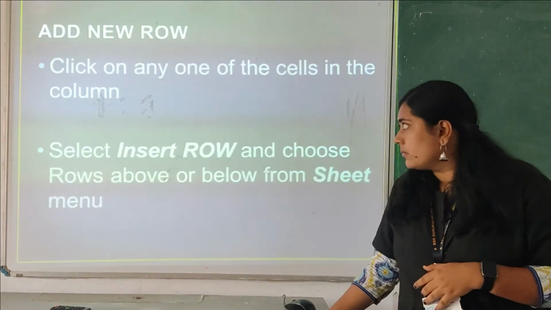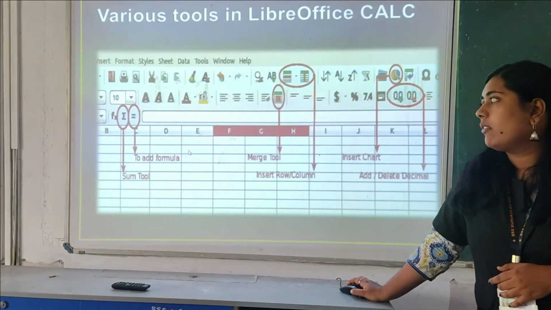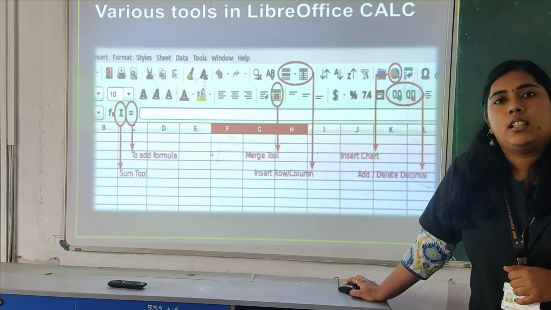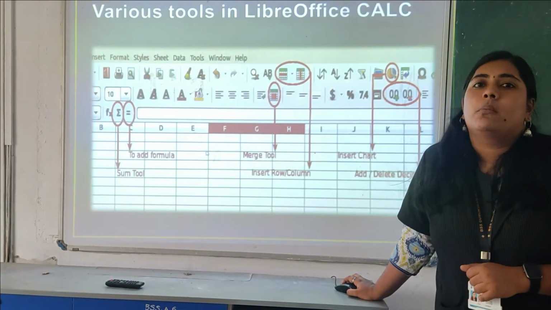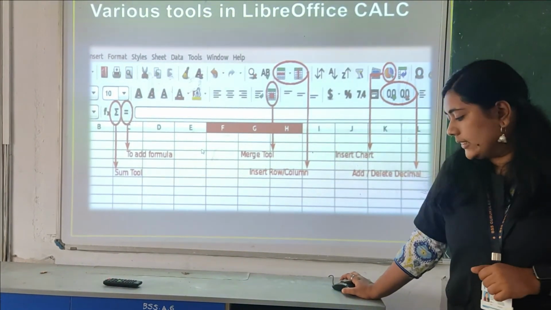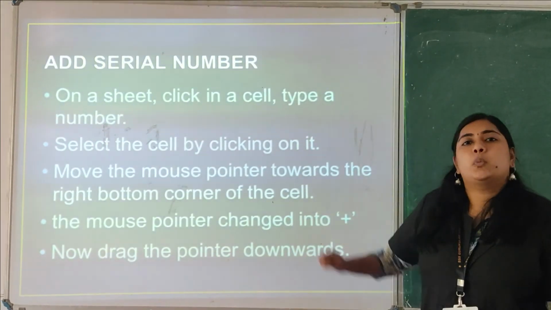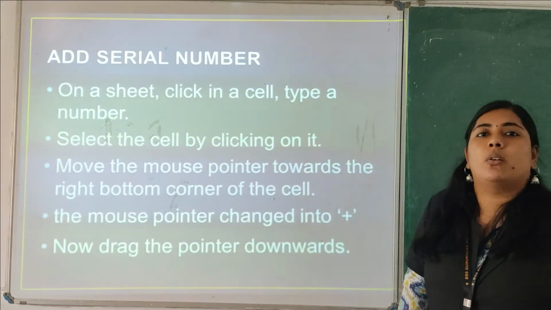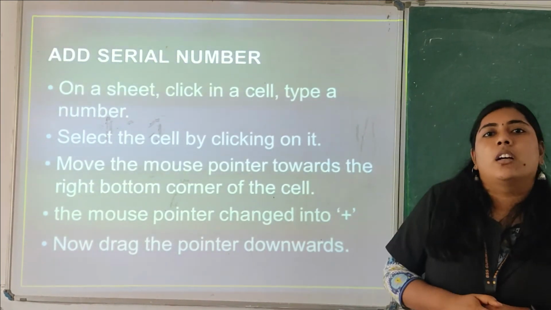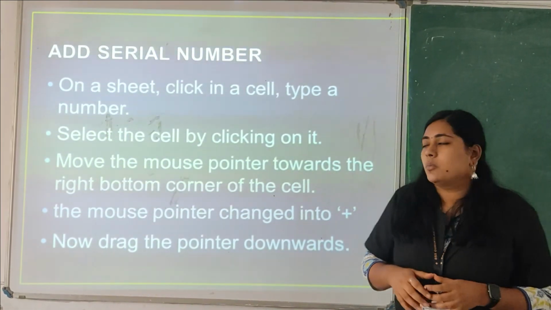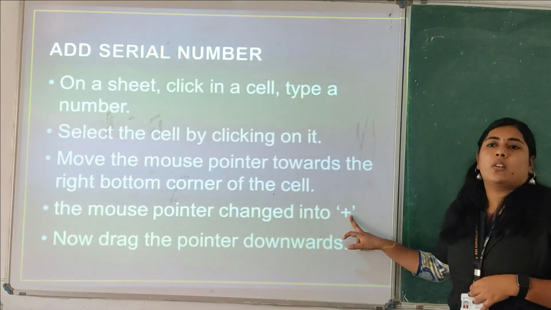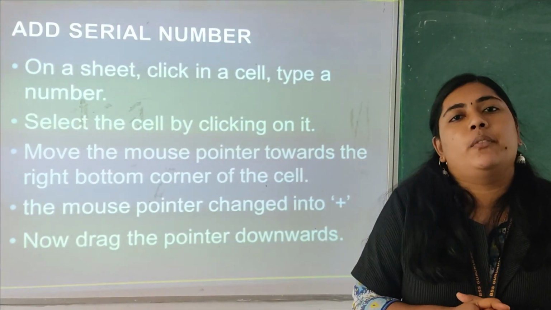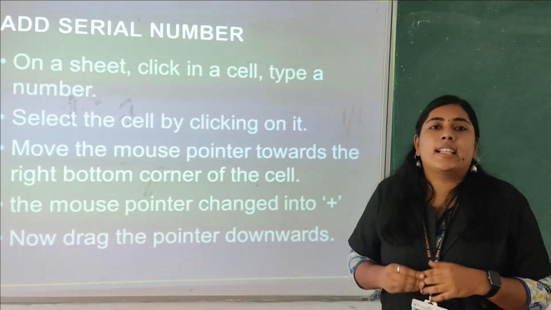Select here. For example, you are typing 1 here, then you have to move your mouse to the right corner. See, the mouse pointer changes to a plus symbol. When the mouse pointer changes to the plus symbol, you just need to drag it out till where you need. Automatically it will fill out. So this pointer is also called the fill handle, which helps us to fill our data easily.